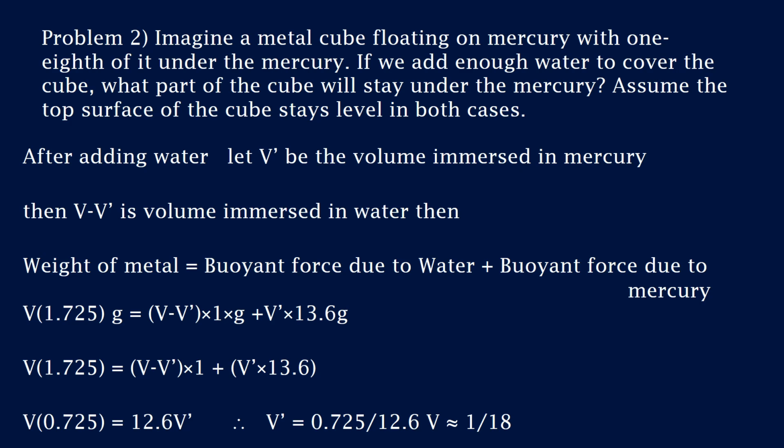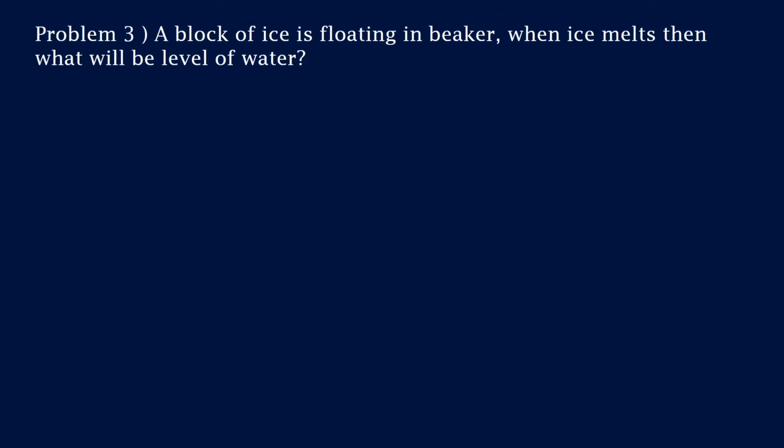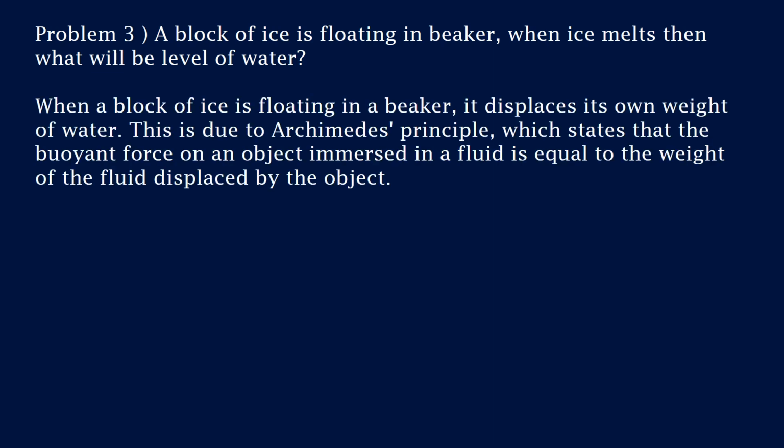Problem 3. A block of ice is floating in a beaker. When the ice melts, what will be the level of water? When a block of ice is floating in a beaker, it displaces its own weight of water. This is due to the Archimedes Principle, which states that the buoyant force on an object immersed in a liquid is equal to the weight of the fluid displaced by the object.